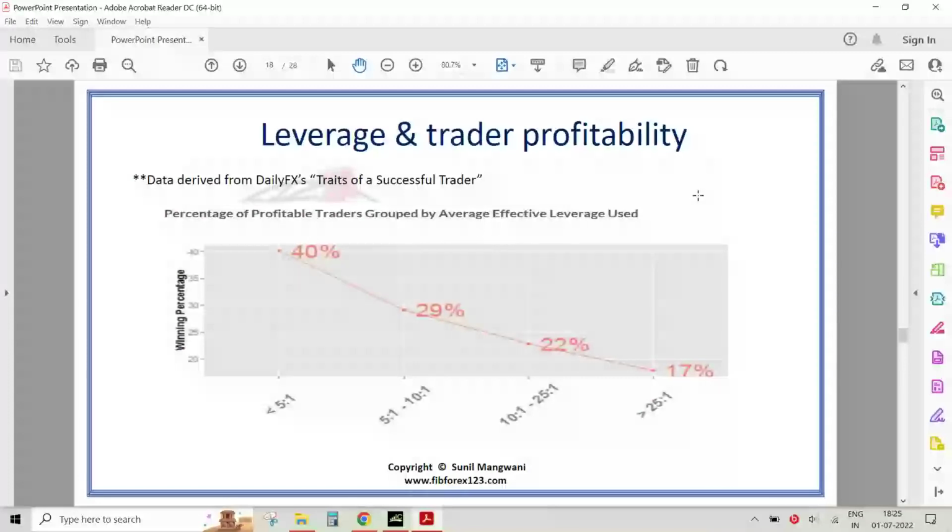So about 40% of the traders who use lesser leverage are profitable. The higher you go, for people who use a leverage of more than 25 times, the profitability statistics go down. There's only 17% of the traders who would probably succeed. Right, so this gives you pictorial evidence that use of high leverage is not beneficial for your account. It is more harmful than beneficial to your account.